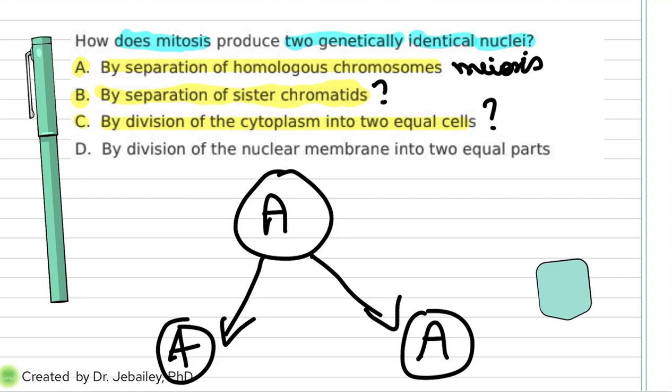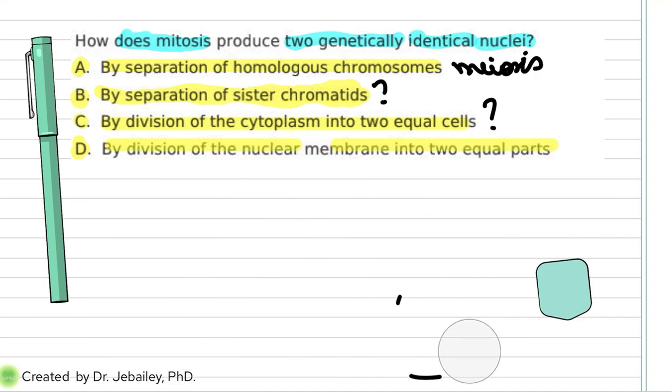And then, of course, D, by division of the nuclear membrane into two equal parts. We never divide the membrane into two parts. The nuclear membrane disappears and then it reappears. So let me show you how we're going to debug, because I know these are things that students might get confused about. The first one is easy, so take it off.